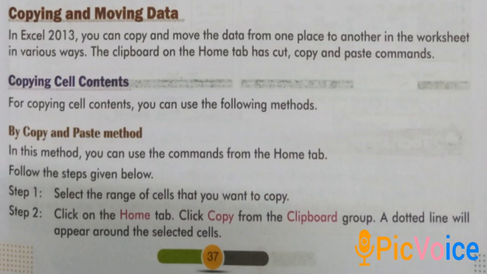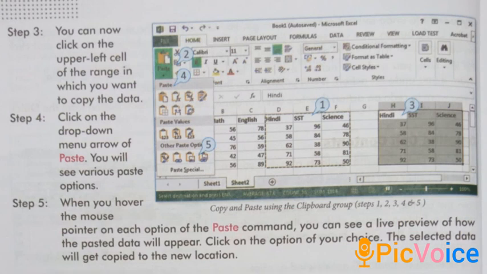Step 1. Select the range of cells that you want to copy. Step 2. Click on the home tab. Click copy from the clipboard group. A dotted line will appear around the selected cells. Page number 38. Step 3. You can now click on the upper left cell of the range in which you want to copy the data.